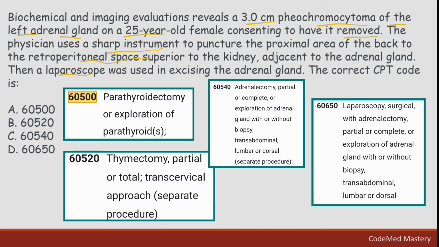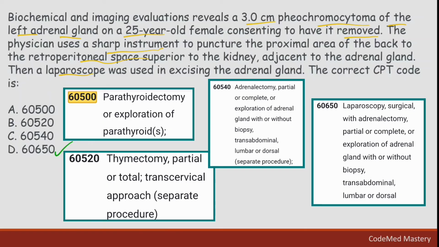So, which among these is the right answer? The right answer is option D, 60650, because that is for laparoscopy, surgical with adrenalectomy. In the scenario, you can see a laparoscope was used in excising the adrenal gland. So, we have to use a laparoscopy code, that is 60650. Therefore, option D is the right answer.